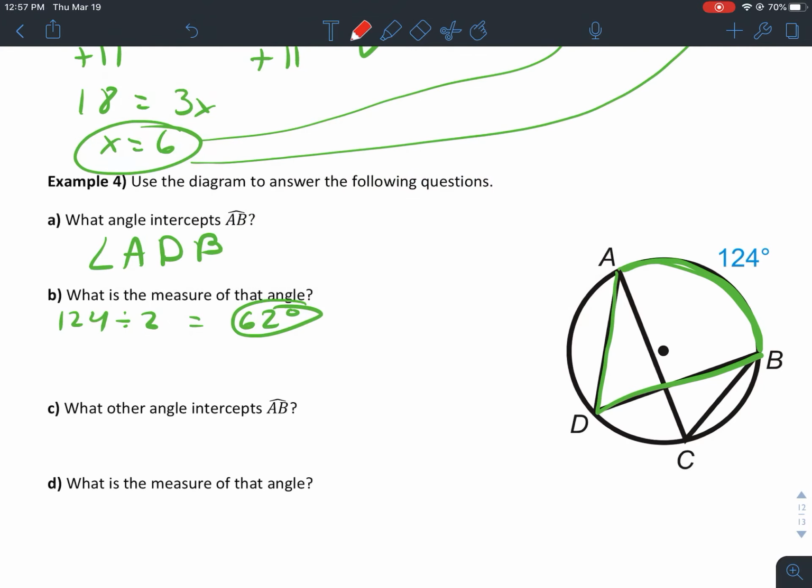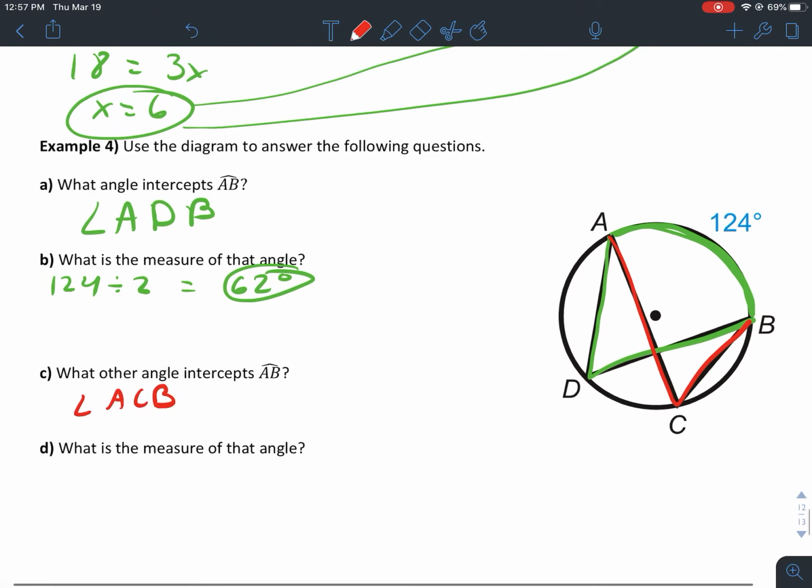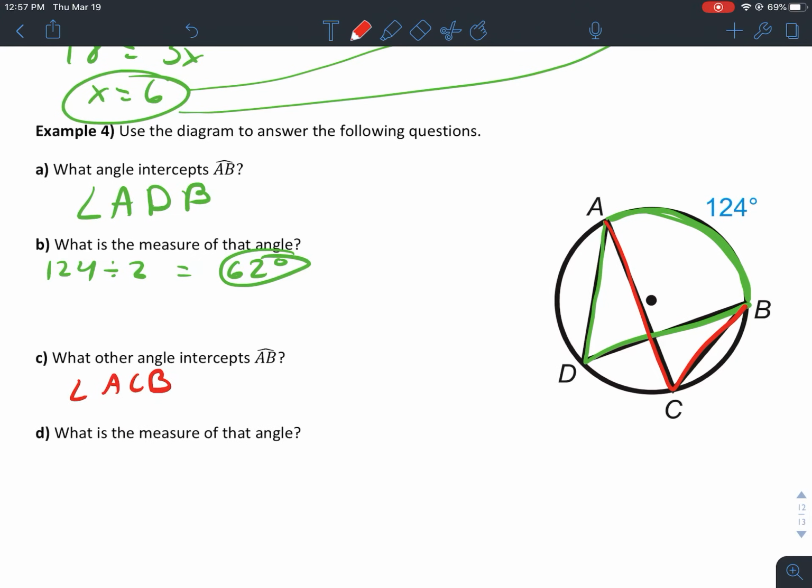Then it asks, what other angle intercepts arc AB? Well, that's going to be angle ACB. And it says, what is the measure of that angle? Again, the measure of that angle, since it is an inscribed angle, is going to be half the measure of the arc. So we do 124 divided by 2, which is 62 degrees.